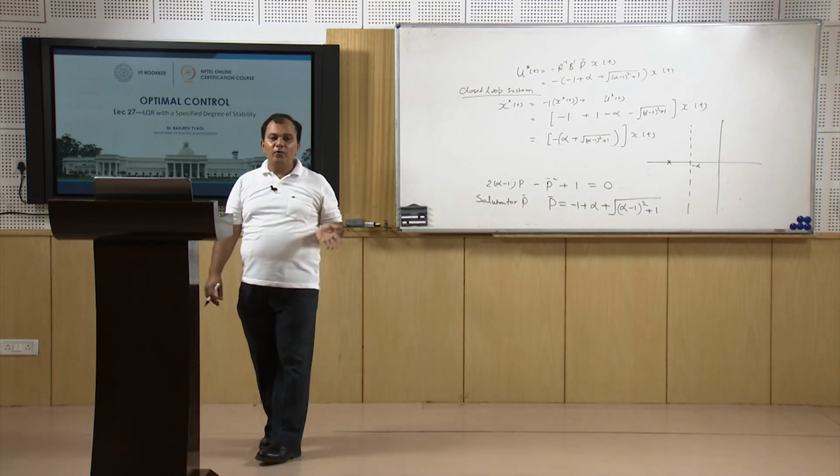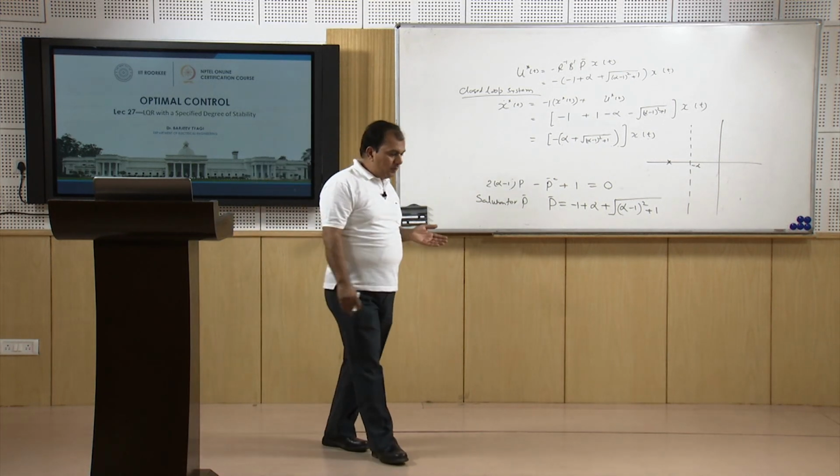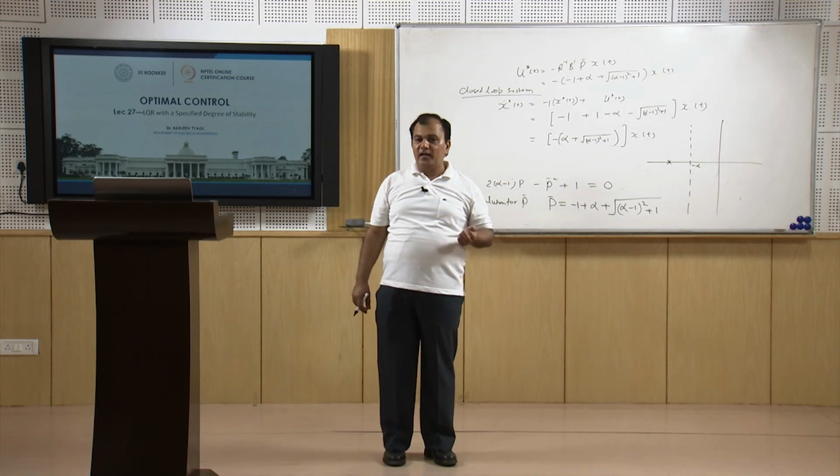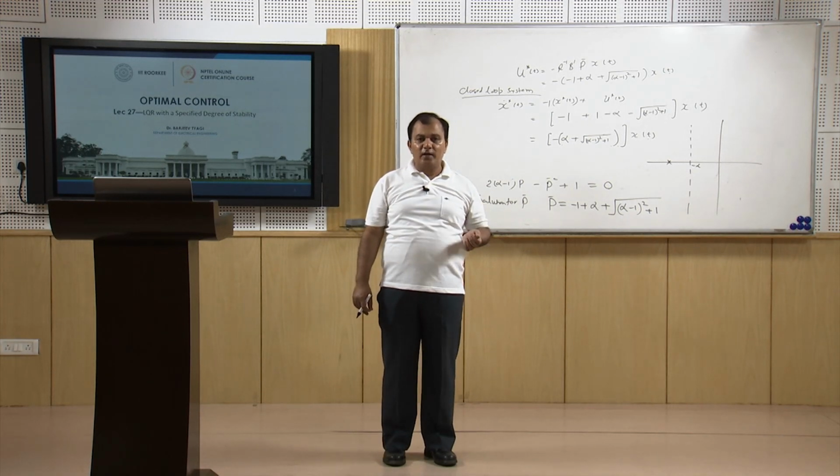So, this is the one form of this. Another form is called the inverse matrix Riccati equation, which we will discuss into the next class.